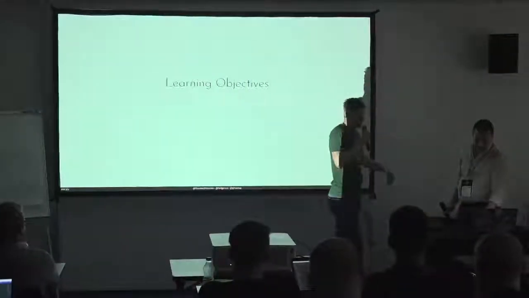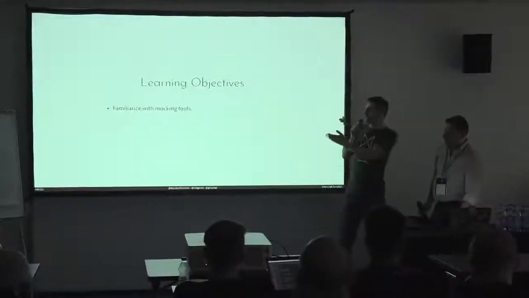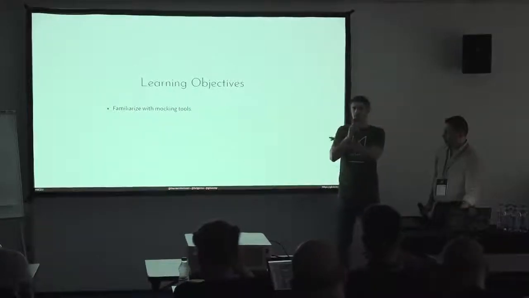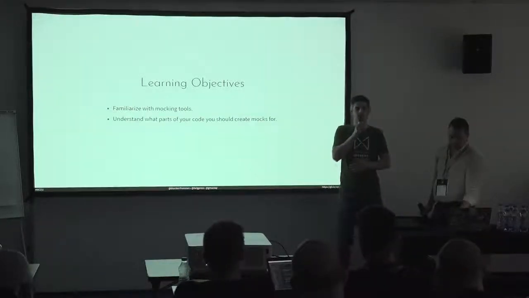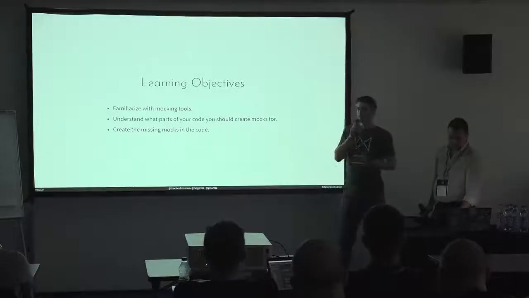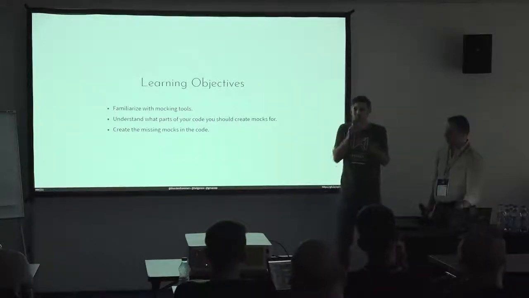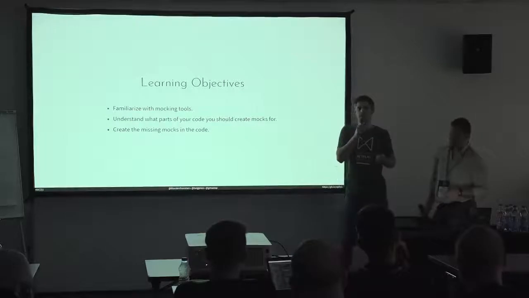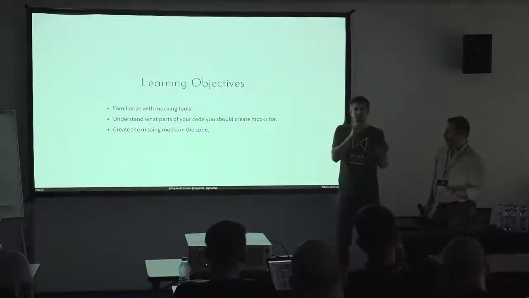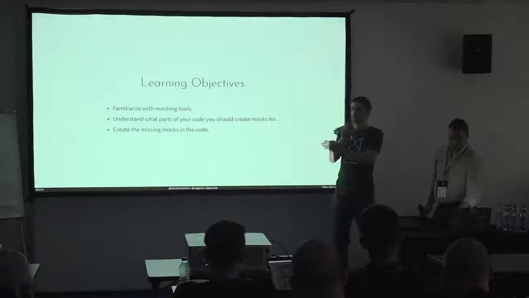So the learning objectives here are: there are mocking tools. Depending on what testing framework you're using, you can mock already with your framework, or you have to use an additional library. Also, you have to understand what you have to mock, and how to mock things. If you have control over something, it's up to you to make it do what you want. Sometimes this is completely not what the actual code looks like, but it's the simplest thing that makes sense for your test. And of course, you have to create these mocks now.